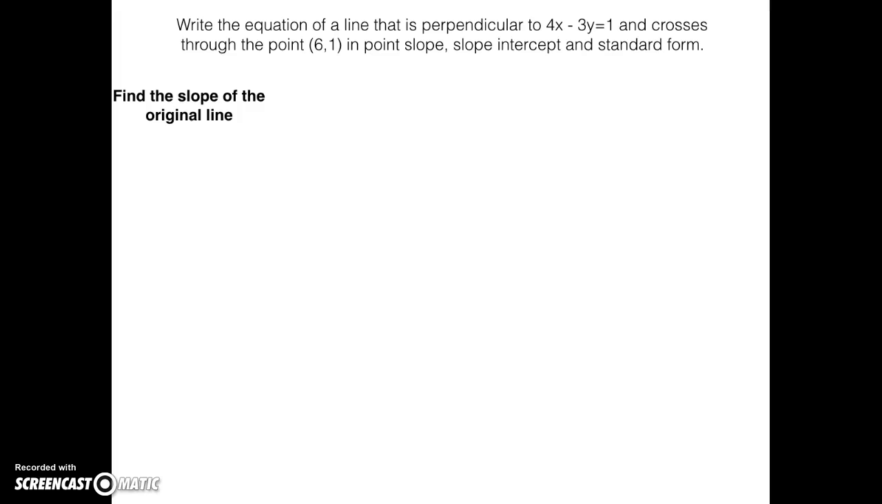The first thing we need to do is find the slope of the line. So we start by solving our original line for y. So we subtract 4x from both sides, divide everything by negative 3, so we get y equals 4 over 3x plus 1/3. The slope of the line that's perpendicular to this one would be negative 3 over 4.